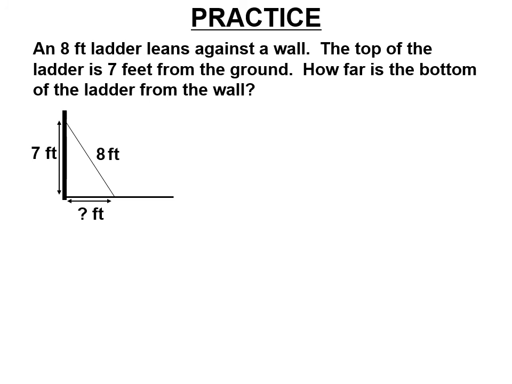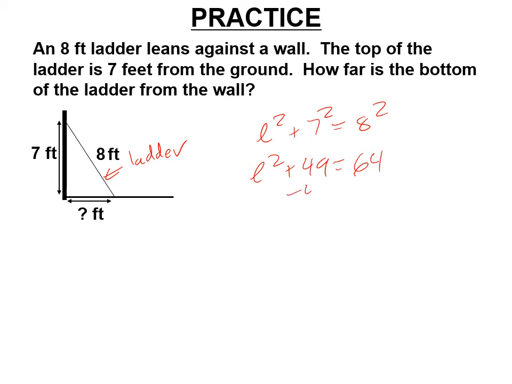All right, so this is the ladder leaning against the wall problem. And what's missing here? Well, missing the leg of the triangle. So we're going to call this leg squared plus 7 squared equals 8 squared. So L squared plus 7 squared, 49, equals 64. Subtract 49 from both sides. And we get L squared equals 15.